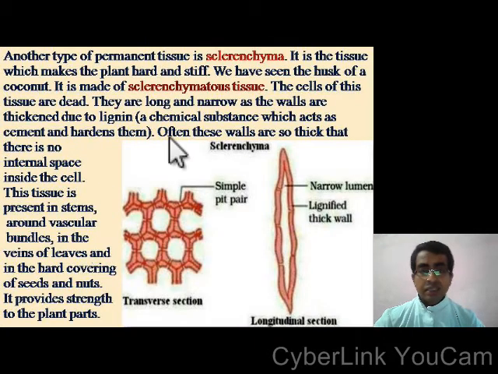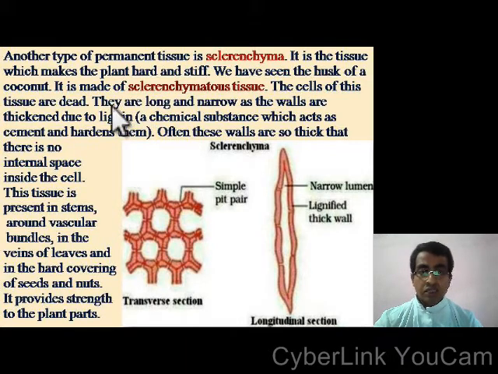The next one is sclerenchyma cells. Another type of permanent tissue is known as sclerenchyma. It is a tissue which makes the plant hard and stiff. You have seen the husk of a coconut. It is made up of sclerenchymatous tissue.